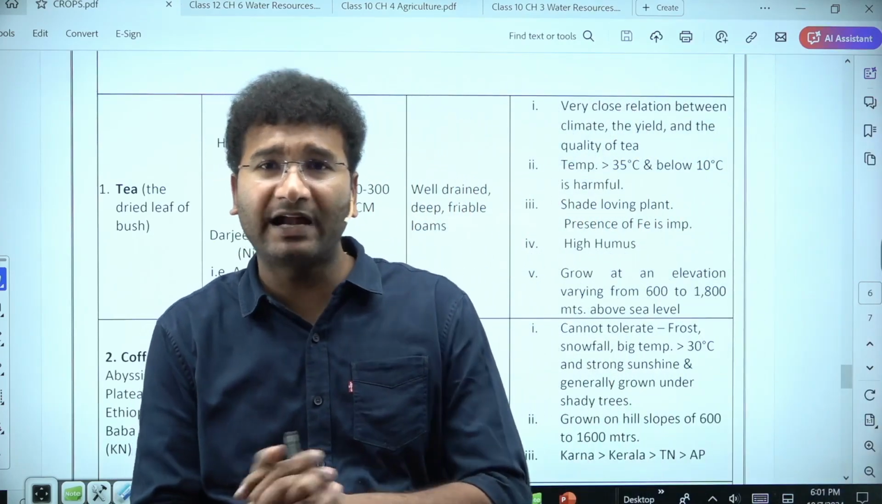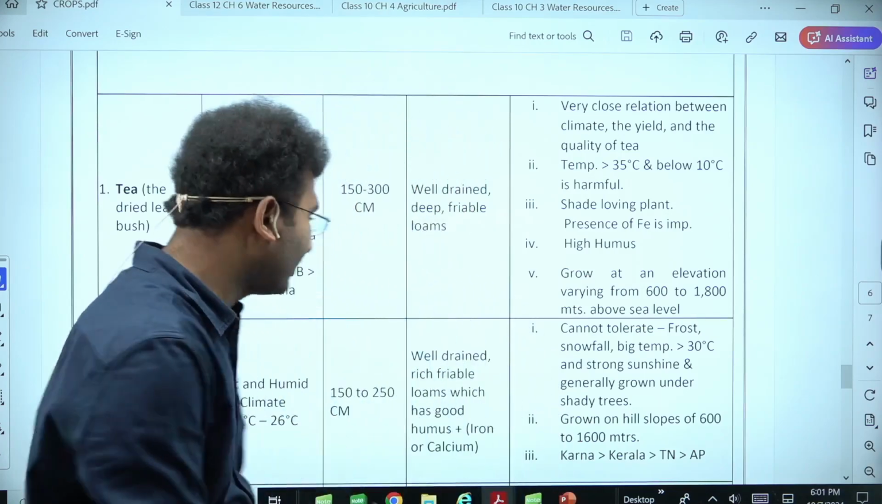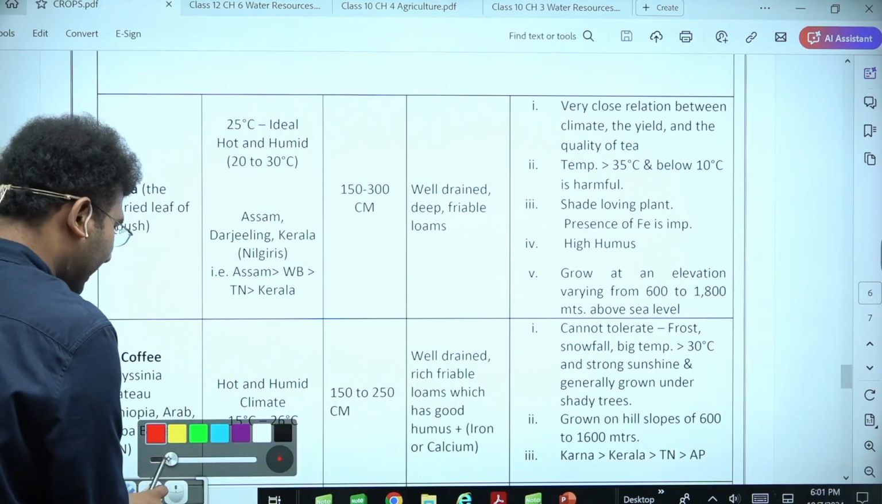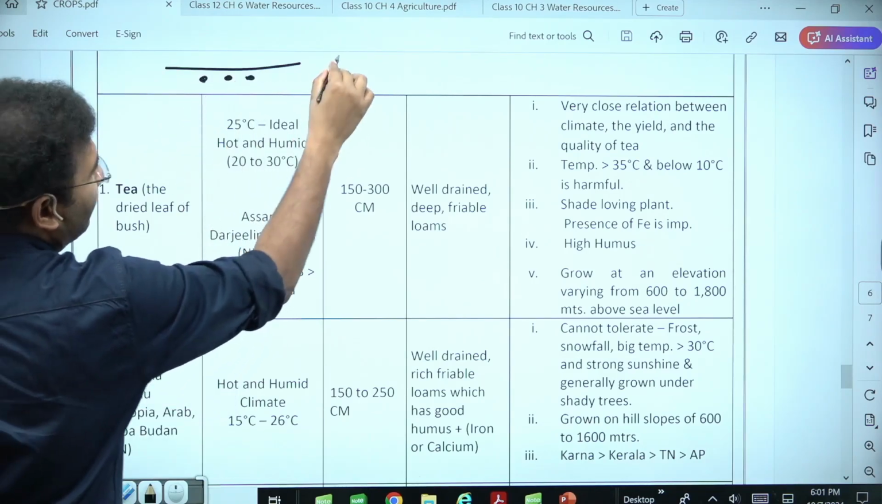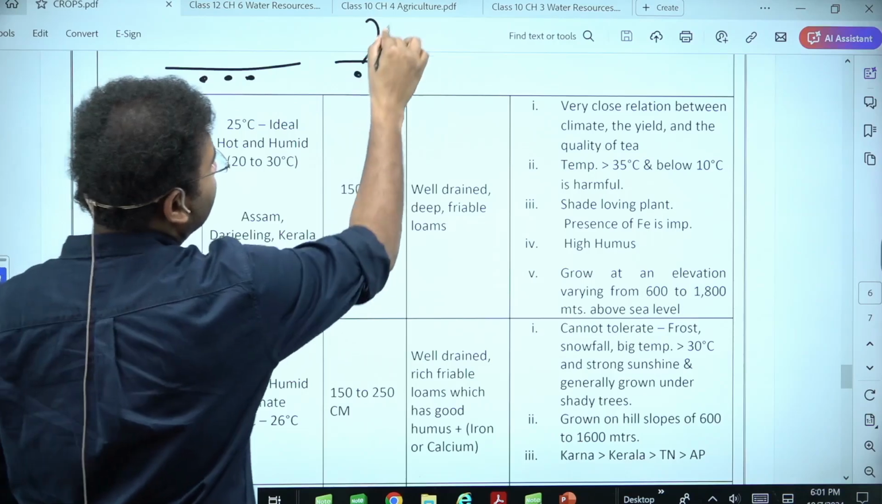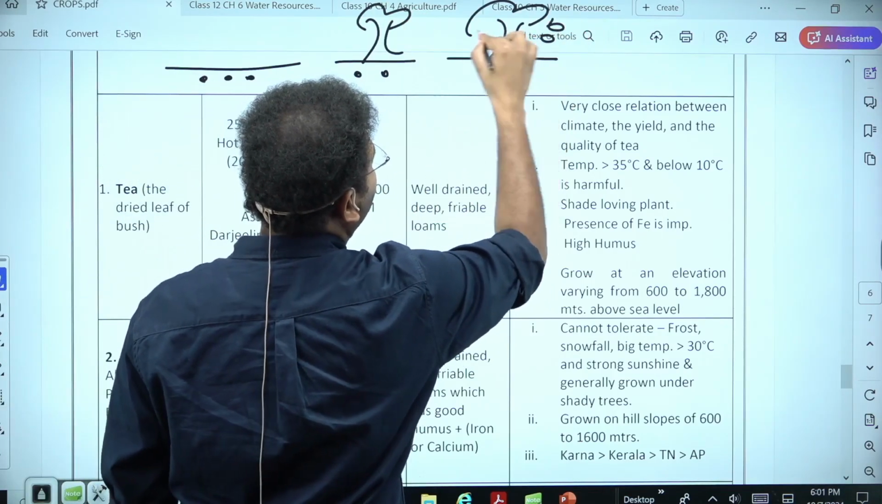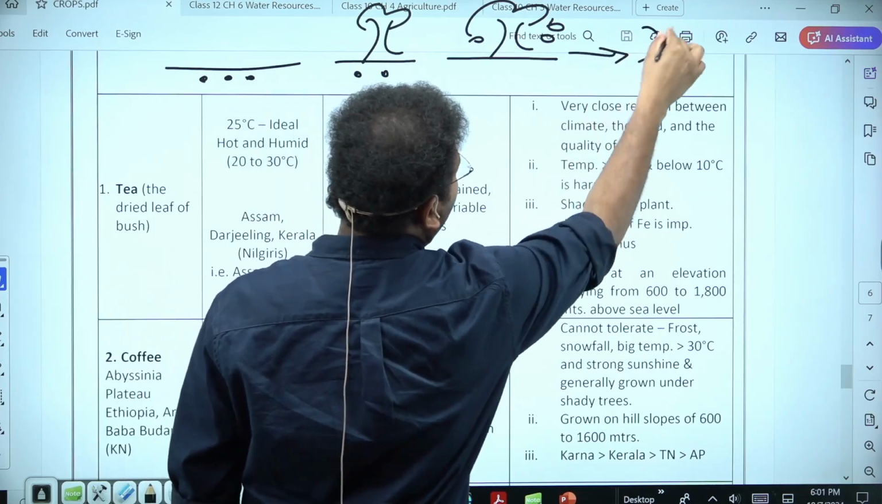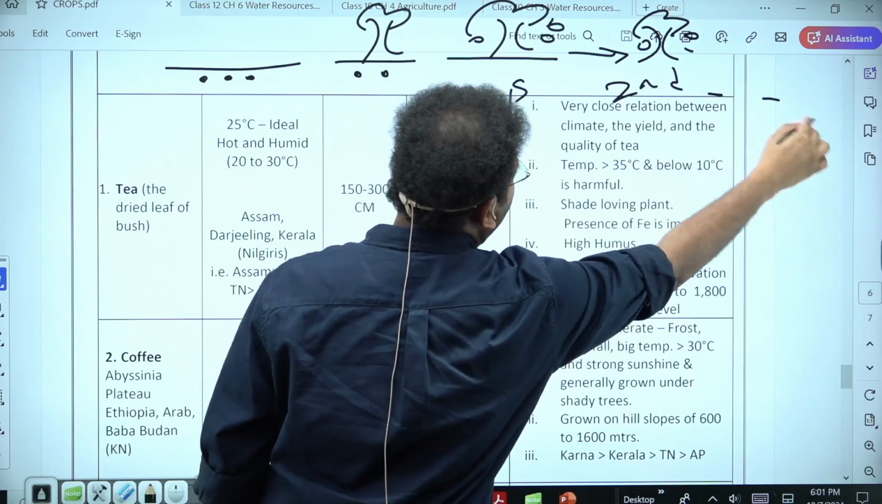Now come to the plantation crops. What are these plantation crops? If you plant a tree once, let's say these are the seedlings that you have put, after a year or so, this will turn out to be a tree, and then every year it is going to give you fruits. You need not put in so much hard work. You get fruits the first year, second year, third year, like that.